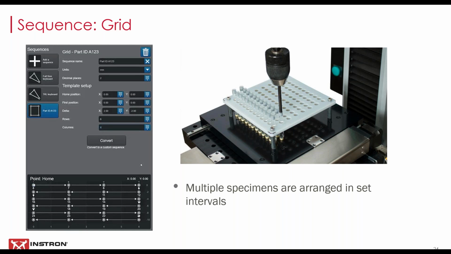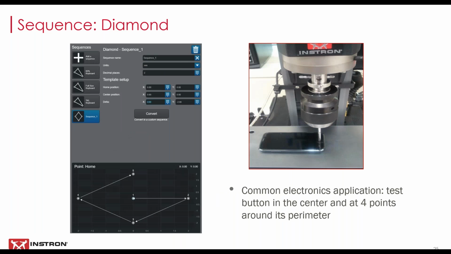As a user changes the number of rows and columns in the grid, and also the delta between the X and Y points, that preview screen will update to reflect the latest changes. The diamond sequence is commonly used in electronic applications where a button is being tested in the center and at 4 equidistant points around its perimeter.